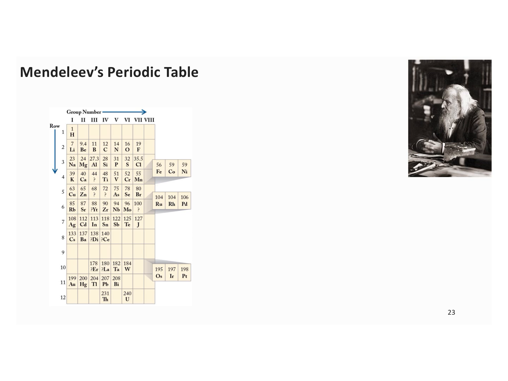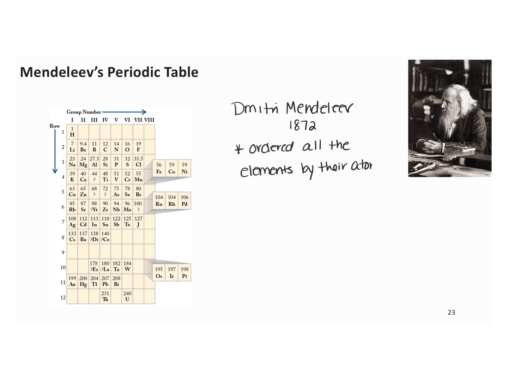The most successful version was published by Dmitry Mendeleev, who was a Russian chemist, in 1872. And he ordered all the elements known at that time by their atomic mass.